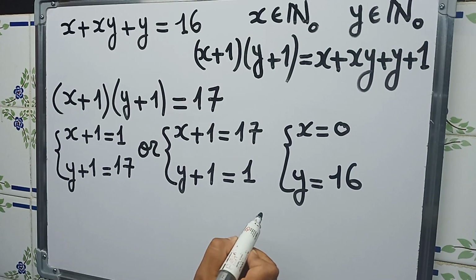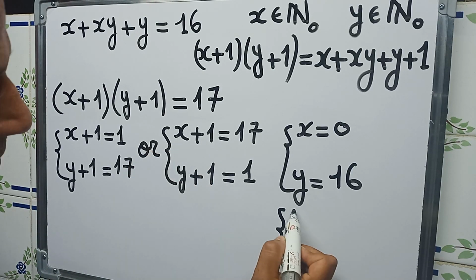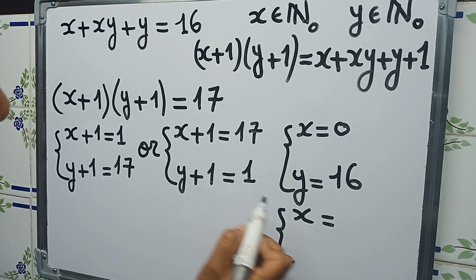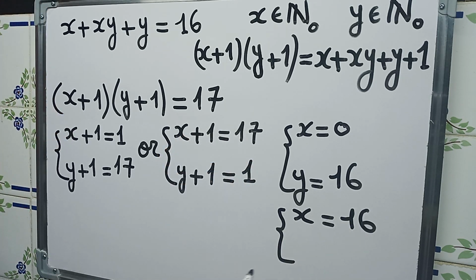And the second option is here x is equal to 17 minus 1, which is 16, and of course y is equal to, cancelling 1, 1 minus 1, which is just 0.